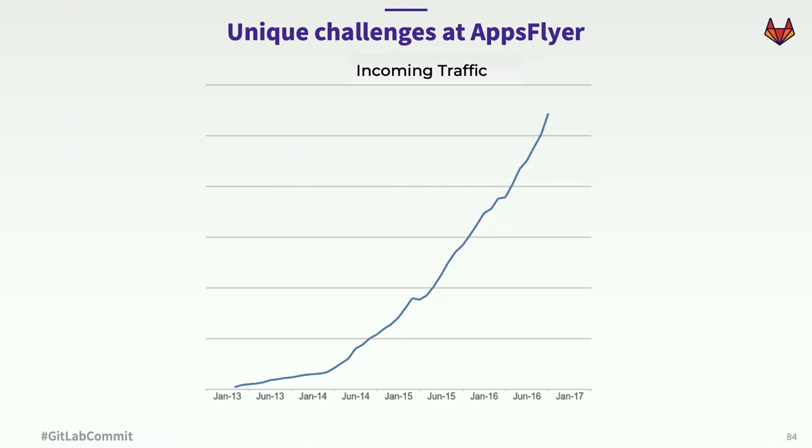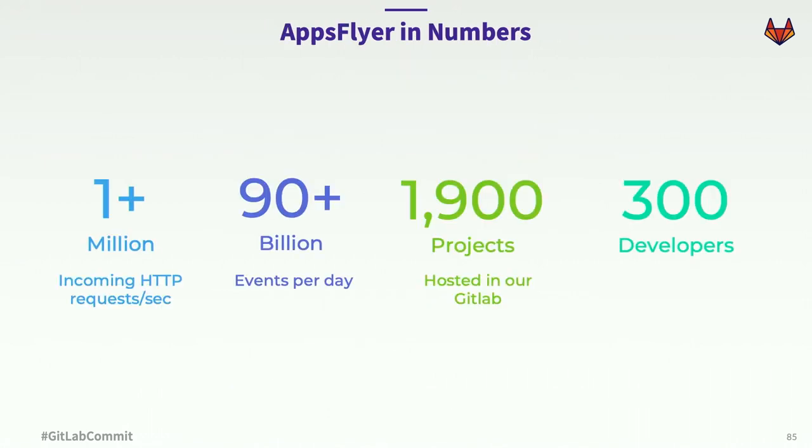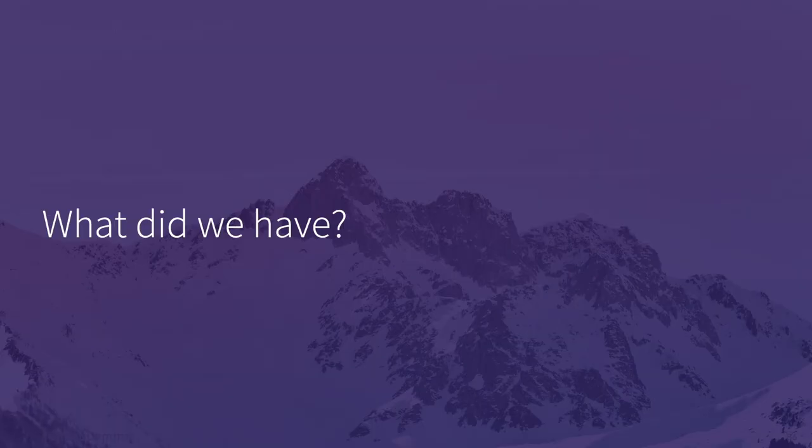This graph can represent our incoming traffic growth, but can also represent the amount of engineers that we hire, the amount of microservices that we have, and more. We are facing more than 1 million incoming HTTP requests a second, which sum up into 90 billion events per day. We have a crazy amount of projects and microservices in our system, and we have more than 300 developers in the R&D organization.